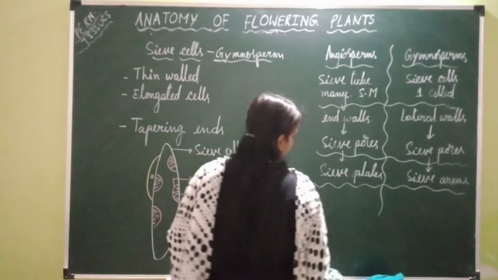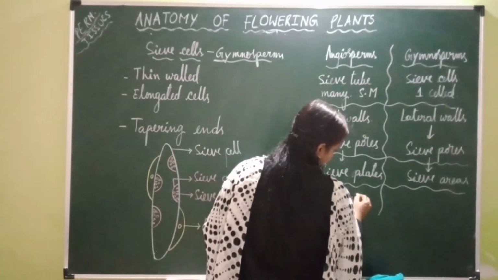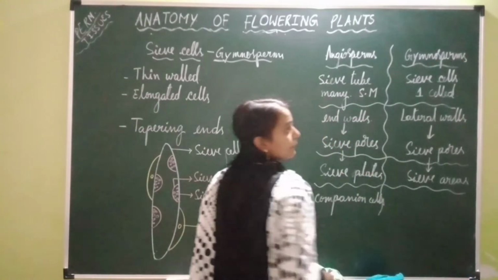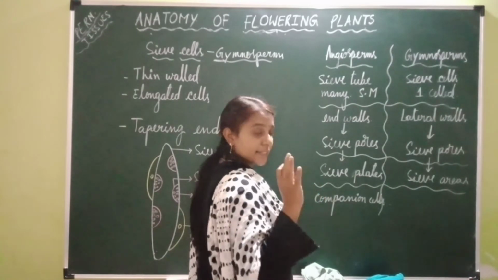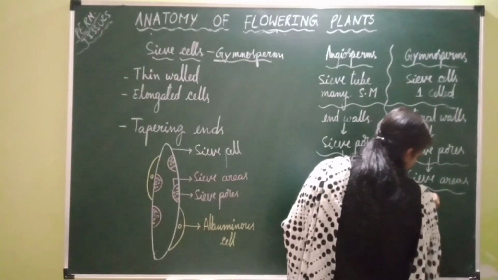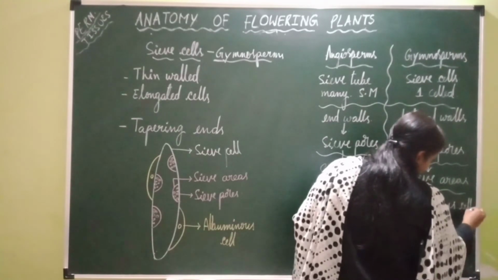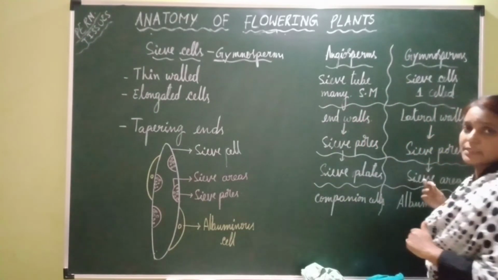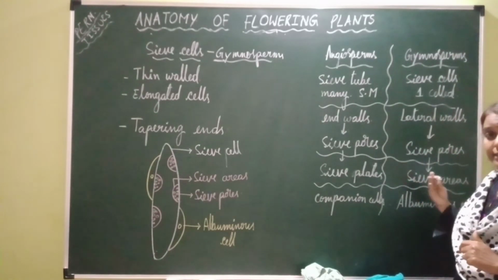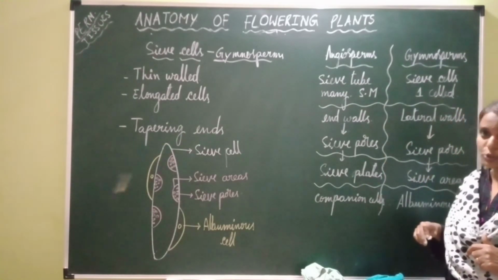And in case of angiosperms, the cells called companion cells are helping the sieve tubes. Whereas in case of gymnosperms, albuminous cells help the sieve cells for the transport of food materials through them. So here, albuminous cells are assisting the sieve cells, same as companion cells which help the sieve tube in case of angiosperms.